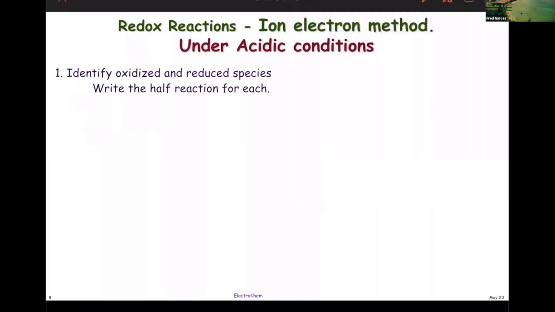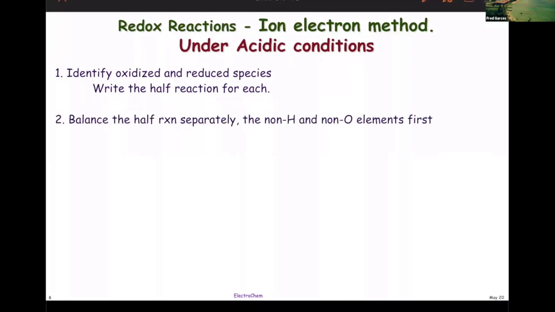The main thing that you want to do is break up the main reaction into two half reactions. One is going to be the oxidation reaction. The other is going to be the reduction reaction. Once you break it up, you're going to balance each half reaction separately. You first balance the non-hydrogen and non-oxygen elements. So any element other than hydrogen and oxygen, you start balancing by inspection.